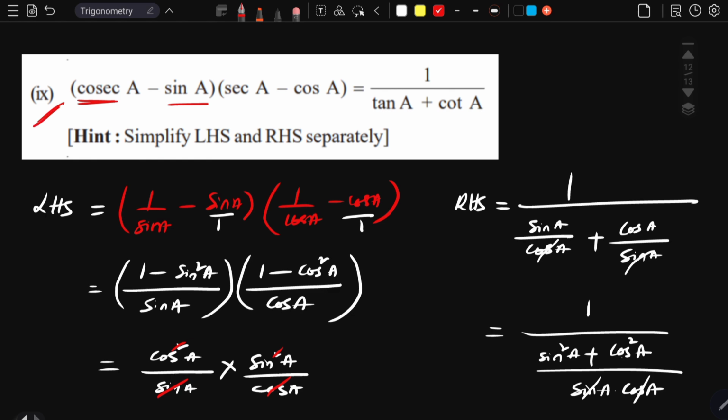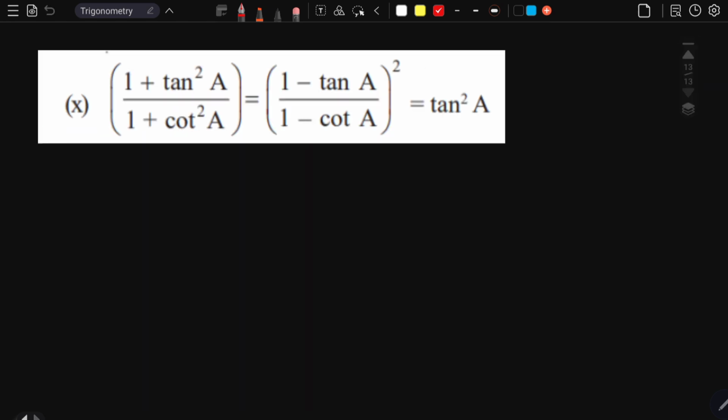Okay, this is proved. Next, question number 10. Question number 10 is given: 1 plus tan square a divided by 1 plus cot square a is equal to 1 minus tan a divided by 1 minus cot a whole square, and we are required to prove it equals tan square a. So let us take the first condition. First condition, I write 1 plus tan square a as secant square a. So secant square a is the numerator, and the denominator 1 plus cot square a we can write as cosecant square a.